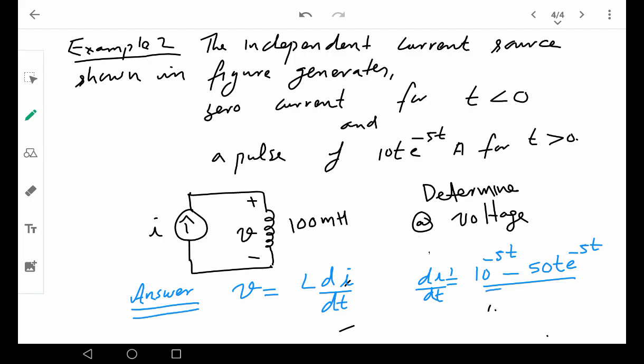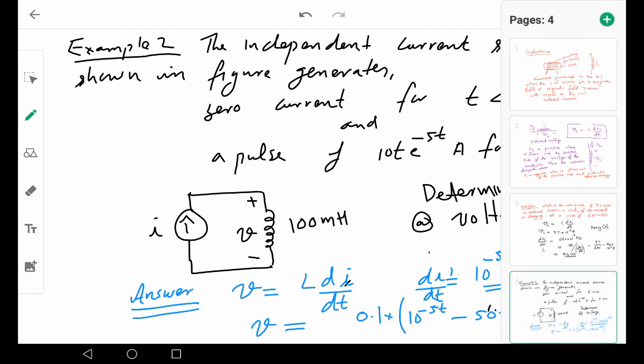So this is it. If you multiply it with L, you can find V equal to 100 millihenry, right? 100 millihenry is 0.1 henry. You can write it as 0.1 henry into 10 e raised to minus 5t minus 50t e raised to minus 5t.